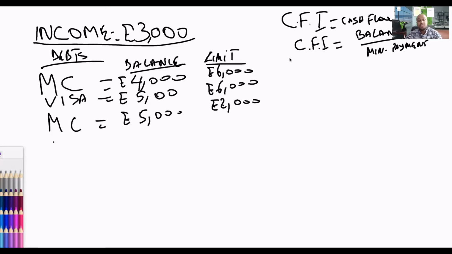So I have assumed a person who has an income of £3,000 per month, okay, but that person has some debt. They have a MasterCard here with a balance of about £4,000 they have to pay off, and another Visa of £500, and another MasterCard of £500. So this person has about 3 credit cards. Okay, I'm just taking an average person here in the UK. Some people have more, some people have less.